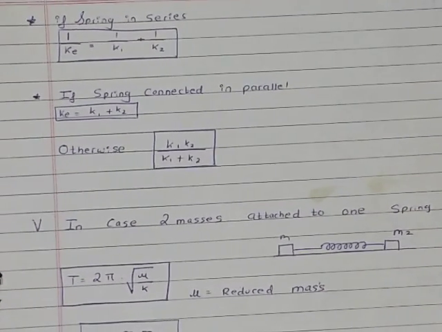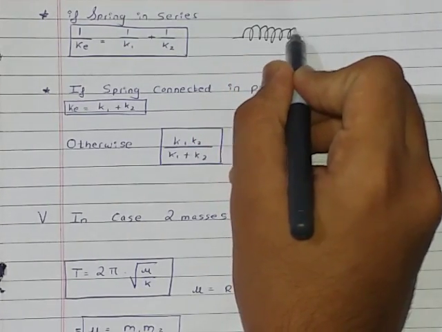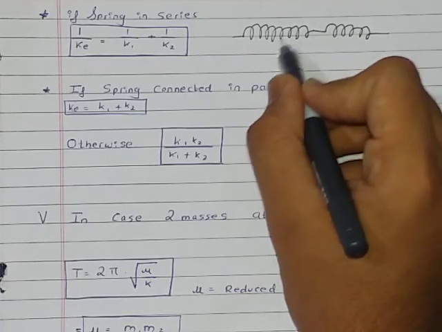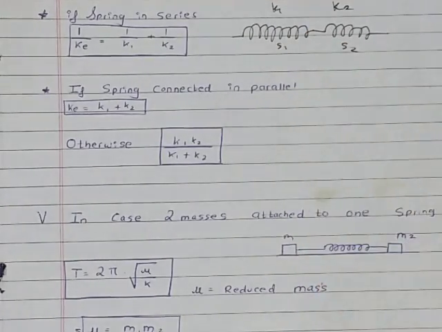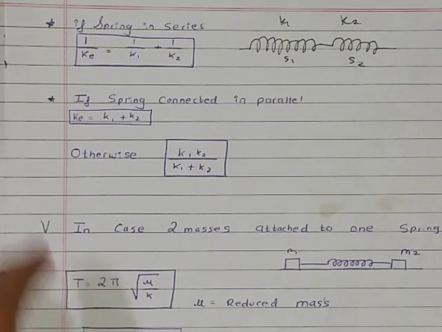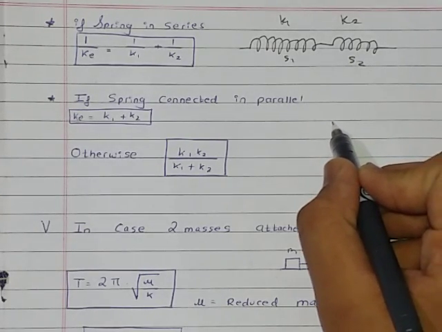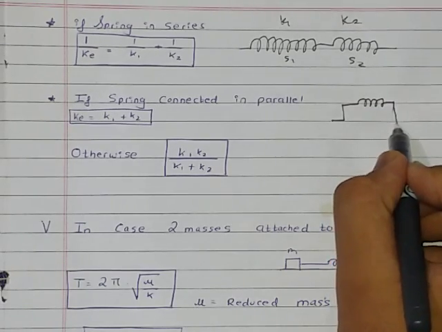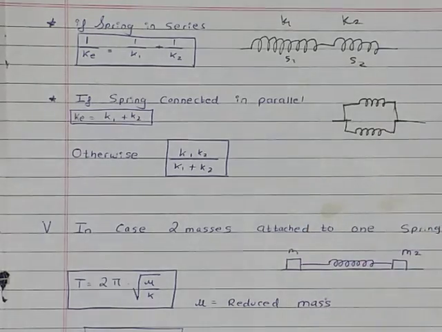Now, if the springs are in series, that means if this is a spring and another spring, with constants k1 and k2, then in series 1 upon k effective equals 1 upon k1 plus 1 upon k2. And if springs are connected in parallel, it is simple: it is the opposite of the resistance connection. Actually there's no relation, just for the sake of your understanding I'm telling this.